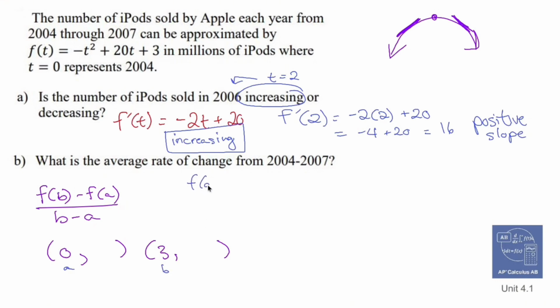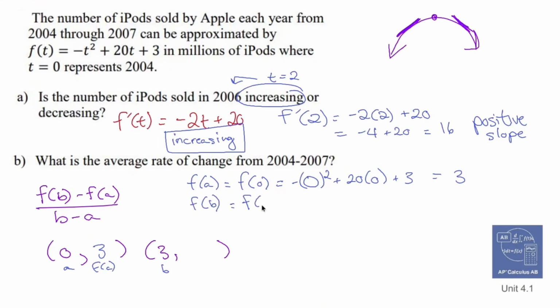In order to find f of a, what I'm going to do is find f of 0 by plugging it into the original function. So negative 0 squared plus 20 times 0 plus 3 is going to be 0, 0, and 3. You get 3. So f of a is going to be 3. F of b is going to be me plugging in 3, so f of 3, and that is going to equal negative 3 squared, again I'm plugging it into the original function, plus 20 times 3 plus 3, which is going to be negative 9, plus 60, so 51, plus 3, 54. And that's f of b.